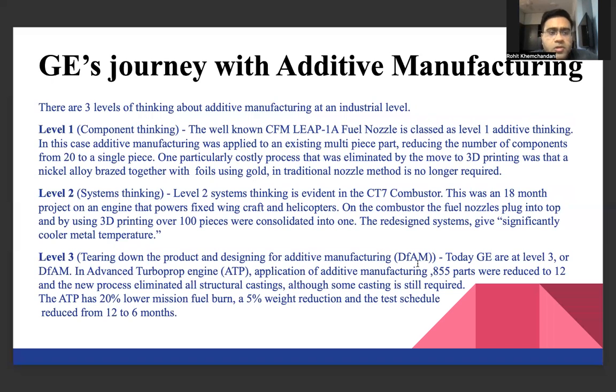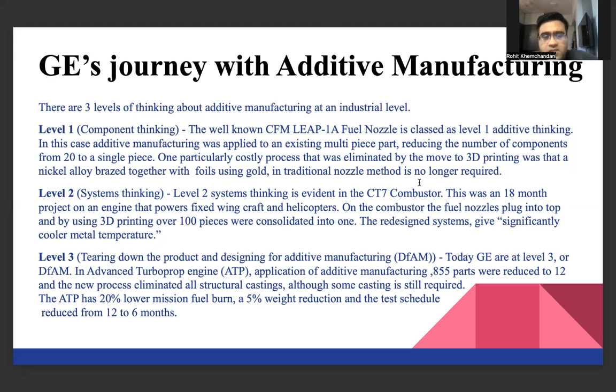First we'll talk about General Electric's journey with additive manufacturing. There are three levels of thinking about additive manufacturing at an industrial level. Level 1 is component thinking. The well-known CFM LEAP 1A fuel nozzle is classed as level 1 additive thinking. Additive manufacturing was applied to an existing multi-piece part, reducing the number of components from 20 to a single piece. One particularly costly process that was eliminated was the nickel alloy brazed together with foils using gold in the traditional nozzle method, which is no longer required.